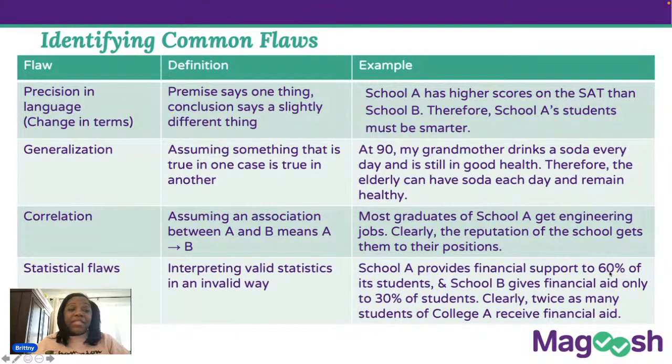School A may have fewer students than School B. School B may have more students than School A. So 60% and 30% of different school numbers would generate different numbers of students receiving financial aid. So this would be a statistical flaw. Okay, so those are the four main ones that you're going to see on the GMAT.